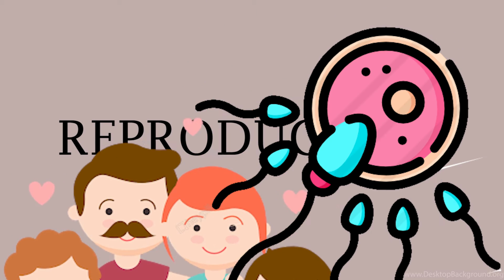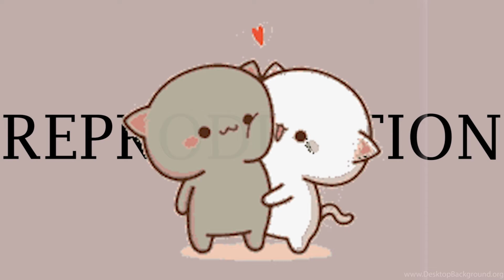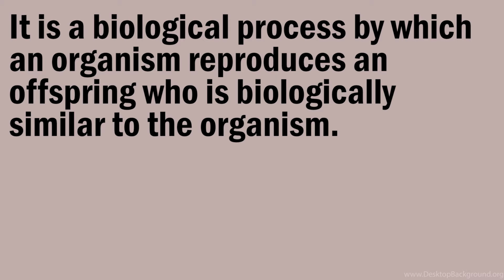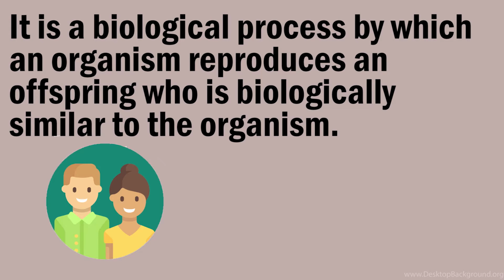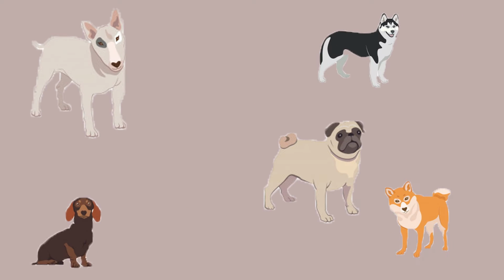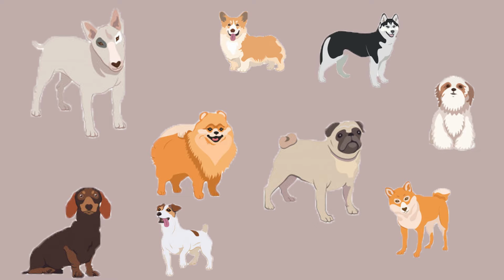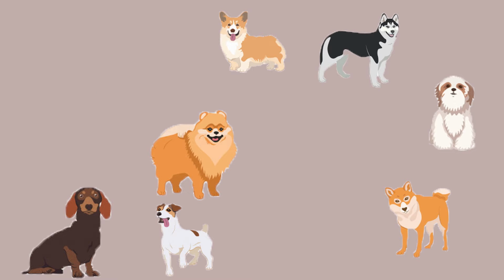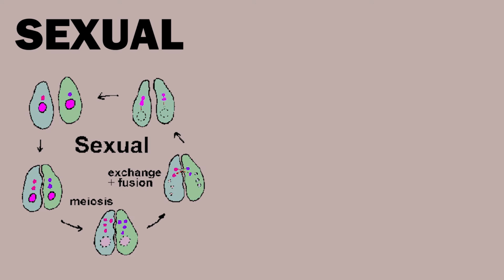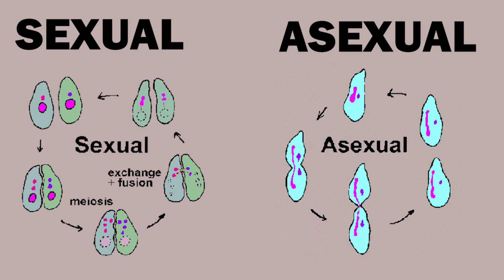Let's talk about reproduction. What is reproduction? It is a biological process by which an organism reproduces an offspring who is biologically similar to the organism. Reproduction enables and ensures the continuity of species generation after generation. It is the main feature of life on Earth. There are two modes of reproduction, which are sexual and asexual reproduction.